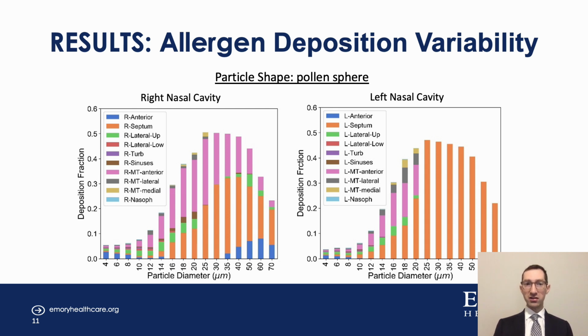We see here on the patient's right side, there's significantly more pink, which is corresponding to deposition along the head of the middle turbinate anteriorly. Whereas on the left side, there's significantly less pink and a lot more orange that corresponds to allergen deposition along the nasal septum.